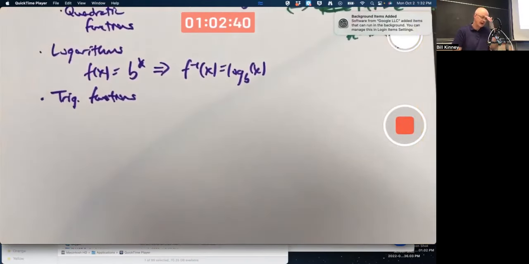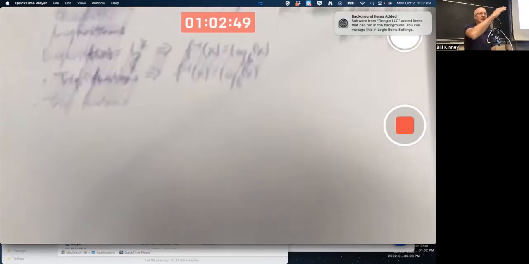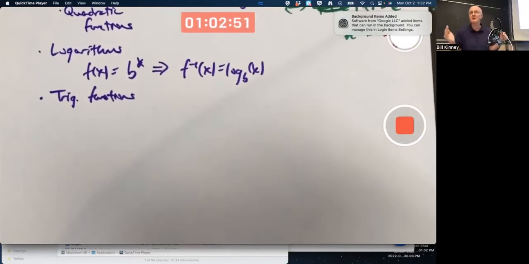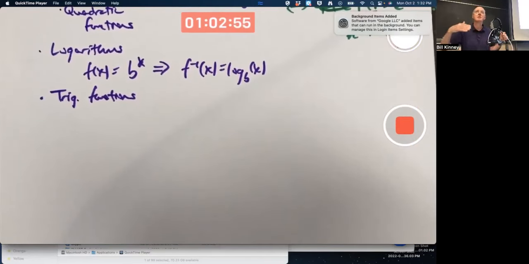Trig functions, mostly sine and cosines. And the most important kind of thing to be able to do is, given a sinusoidal graph, to find a formula for that, thinking in terms of amplitude and vertical shift and period.